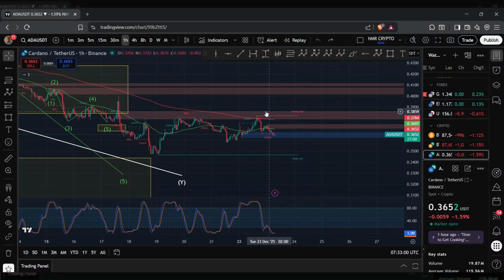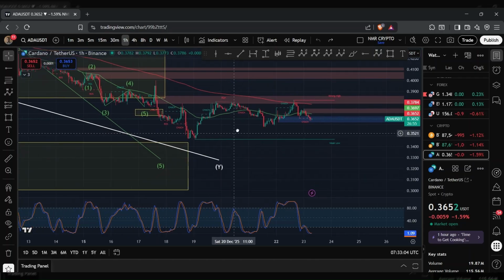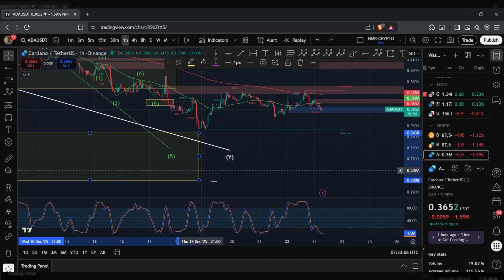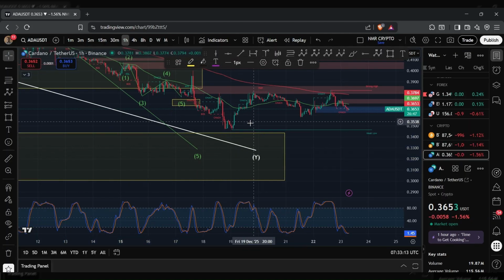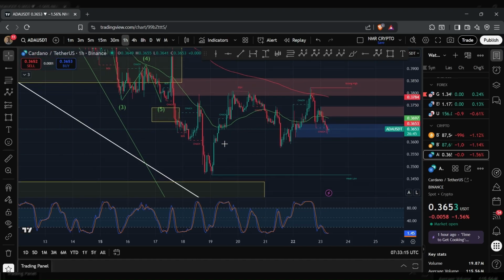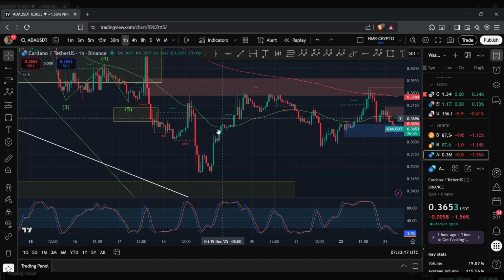So ADA currently finds itself in a correction, following on from my previous update where I mentioned I was looking out for the price of ADA to have tapped into this range between 30 cents to 34 cents. And here you can see that we ended up just about falling short of this region. And instead, we ended up seeing a reversal to the upside where we breached above the 50 MA, which at the time was a bullish signal.